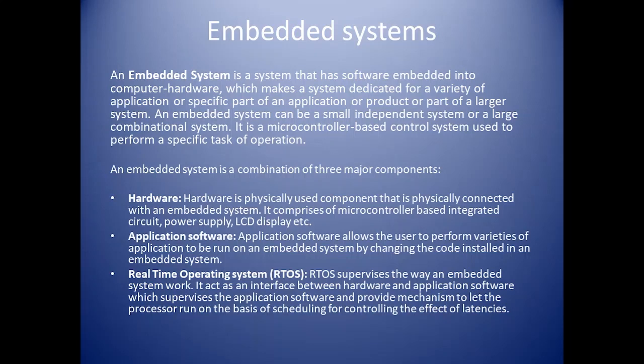The second one is application software. Application software basically allows the user to modify the code as they wish, according to how they want the output to be produced. And then the next is the RTOS. It stands for Real Time Operating System. It acts as an interface between the hardware and software, so that it makes sure there is no disconnection between the two, and it's scheduled for proper running.